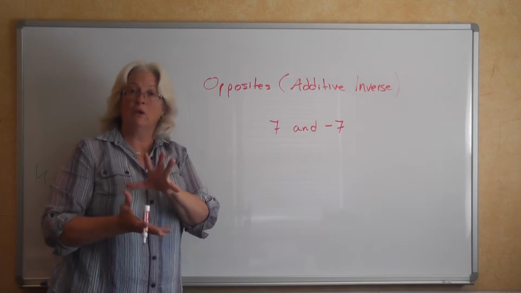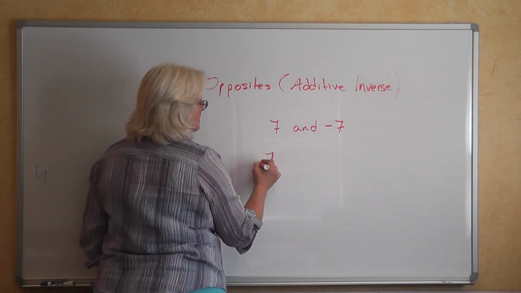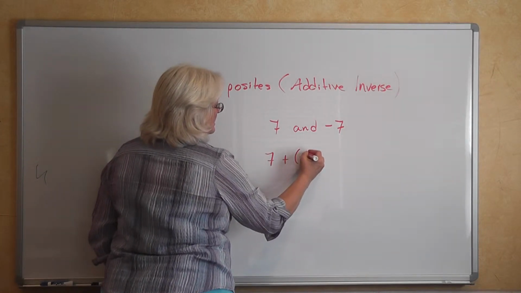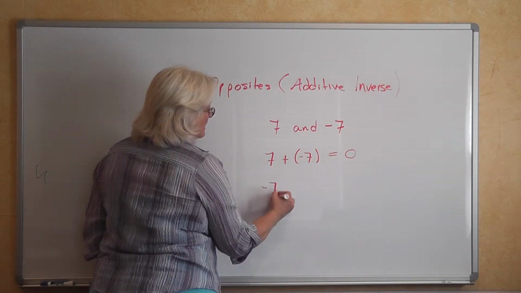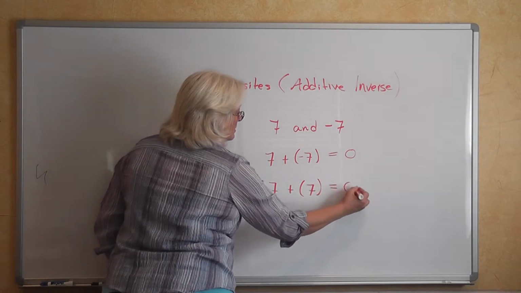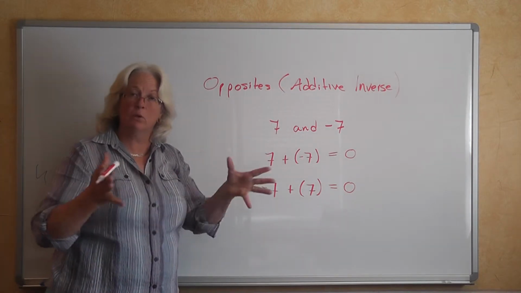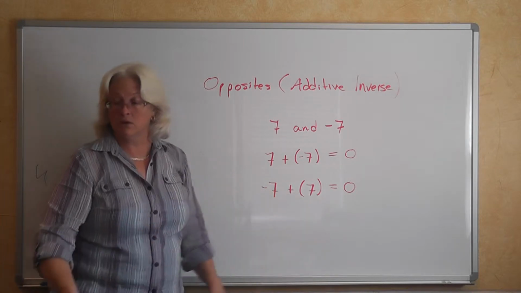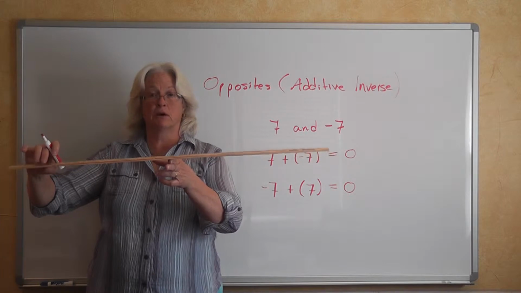What does it mean when you have additive inverses? That means if you take a number and add its opposite, you're always going to get 0. Take a negative 7 and add its opposite, you're always going to get 0. So when you add two opposites together, their sum is always going to be 0. And that's because what you're really doing is using your 0.